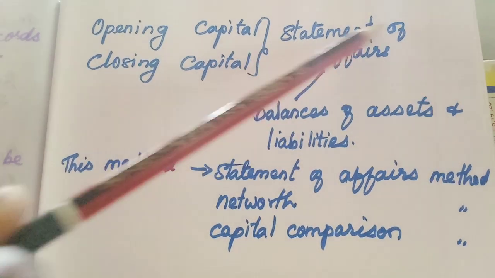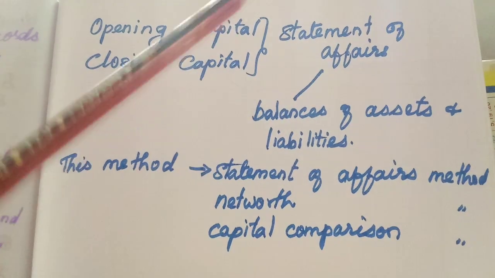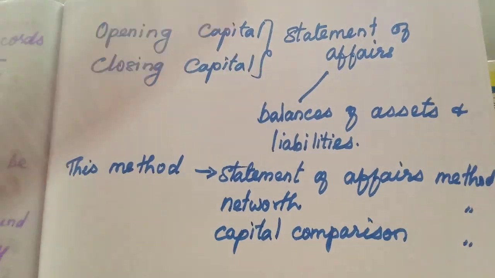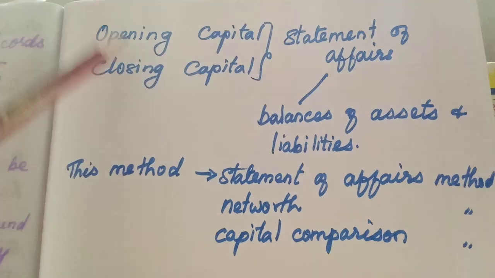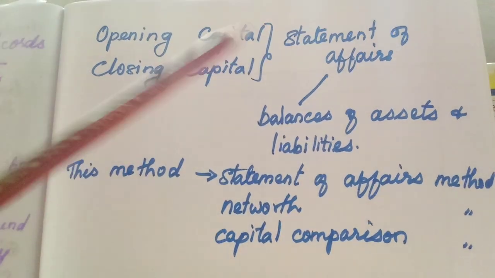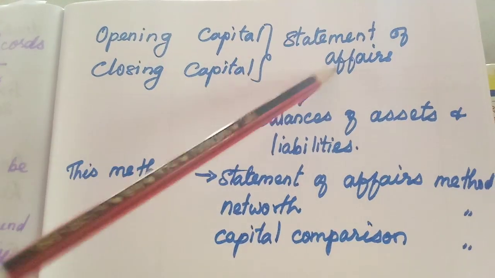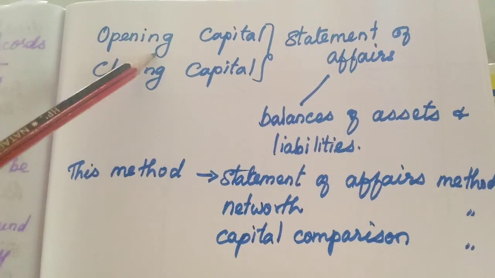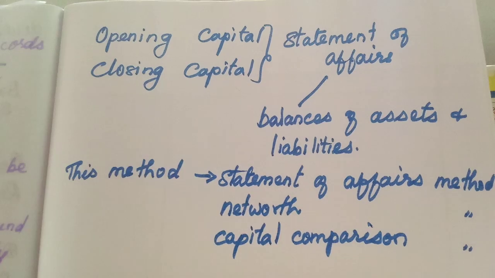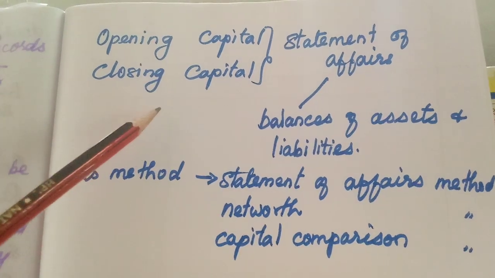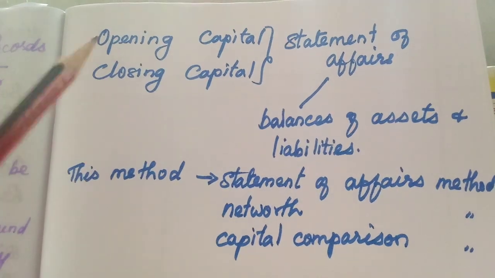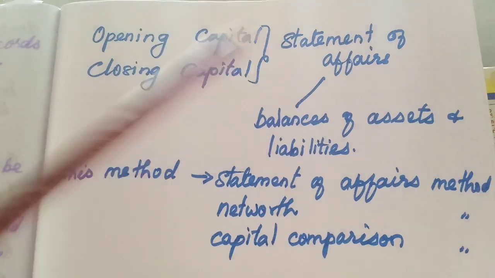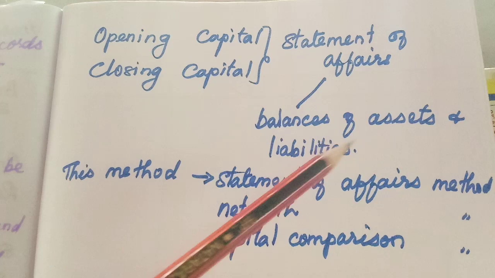From that we have to prepare the statement of affairs. The balance amount will be the capital. So from the opening statement of affairs we can calculate the opening capital. From the closing statement of affairs we can calculate the closing capital. Once we know these two, then they may provide the drawings and additional capital. Then we can prepare the statement of profit. So this method is also called the statement of affairs method.